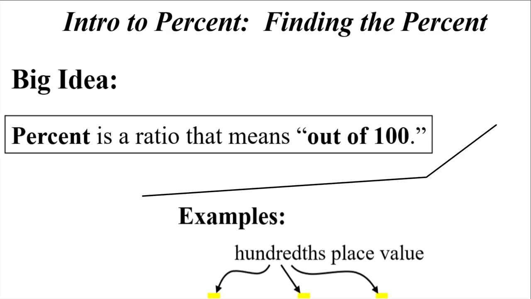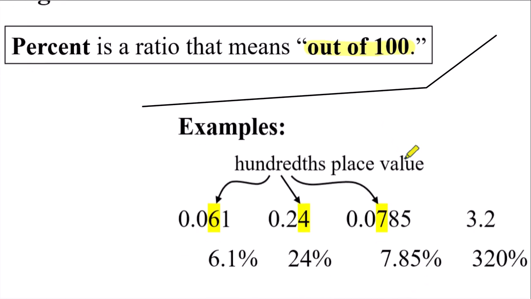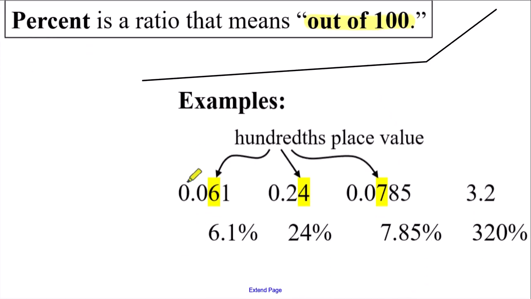Today we're looking at the guided notes called Intro to Percent, Finding the Percent. Okay, here's the big idea that the entire unit of percent is going to be based on. Percent is a ratio. That means out of 100. For example, if I take the decimal 0.061 and I look for the hundredths place value, that is the digit that will be to the left of the decimal point when I write it in percent form.